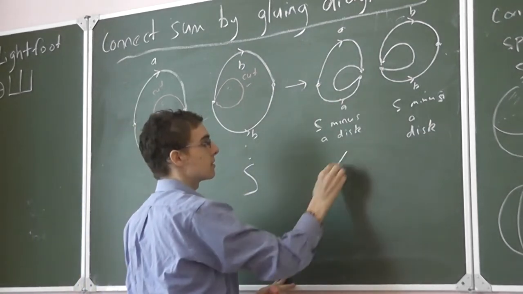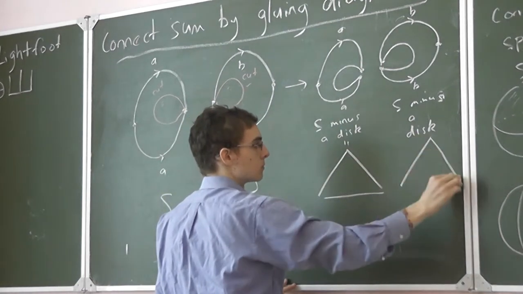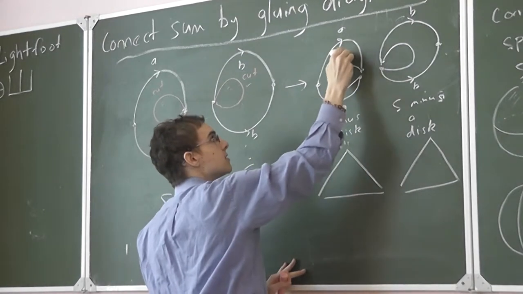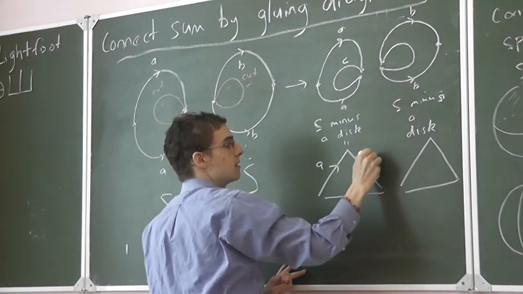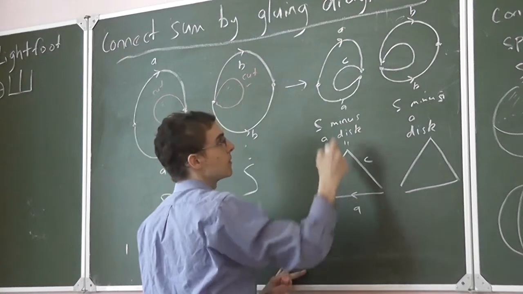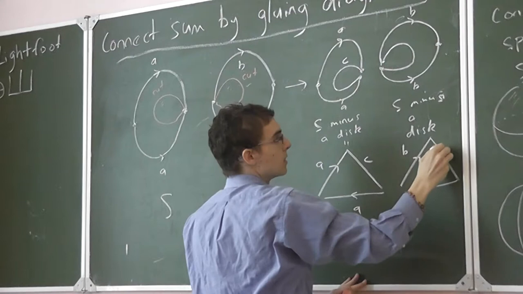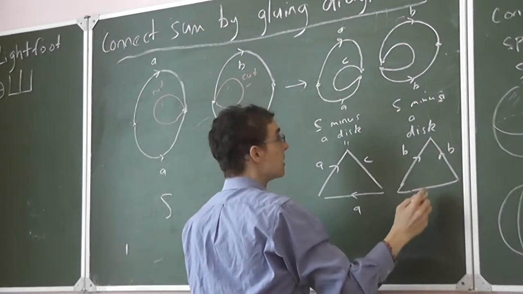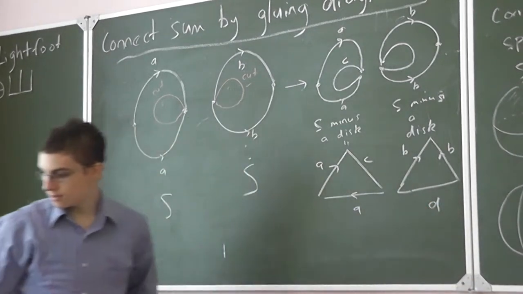Okay, so let's redraw it. We have our A. Let's call this C, A. A, C, and then C, and then A. And here we've got B, B, and C. And excuse me, let's call it C, D.